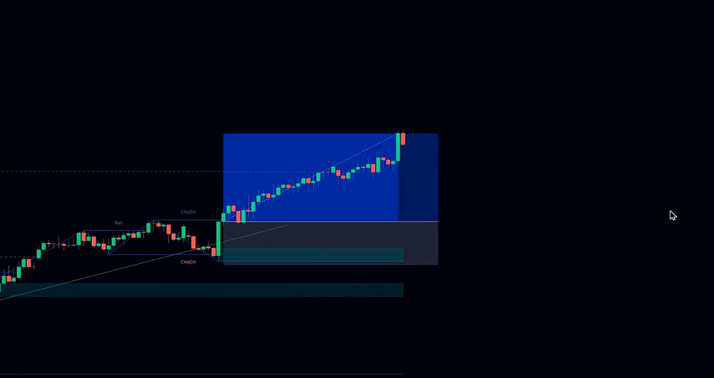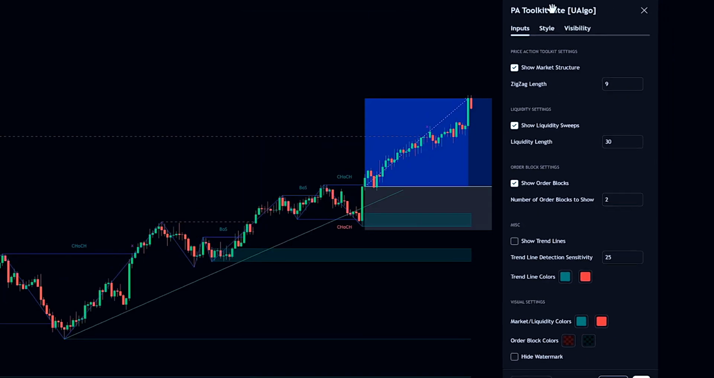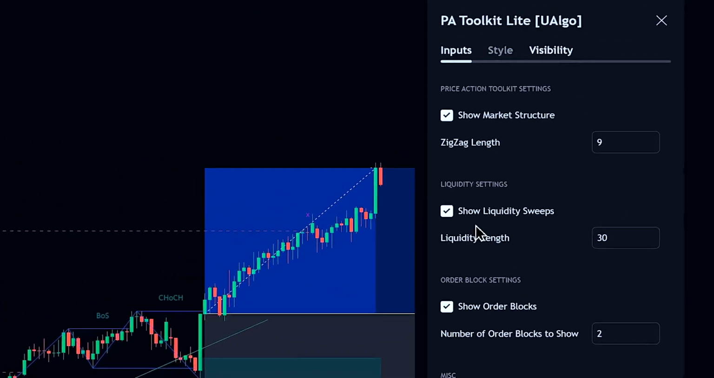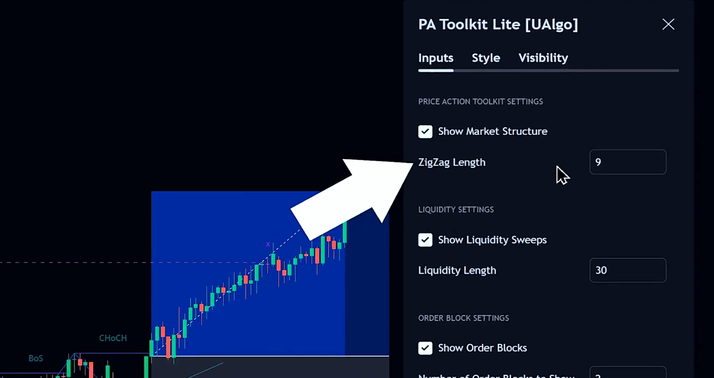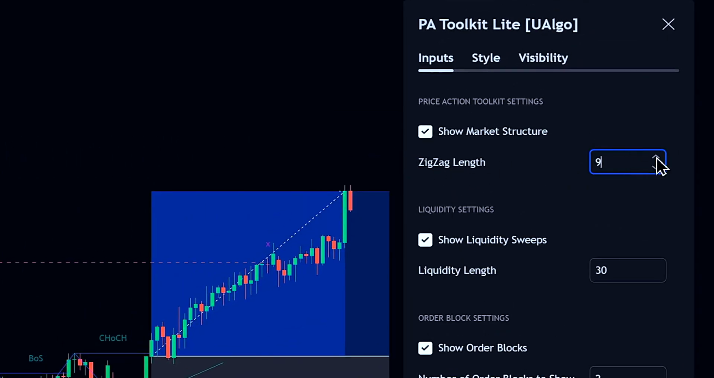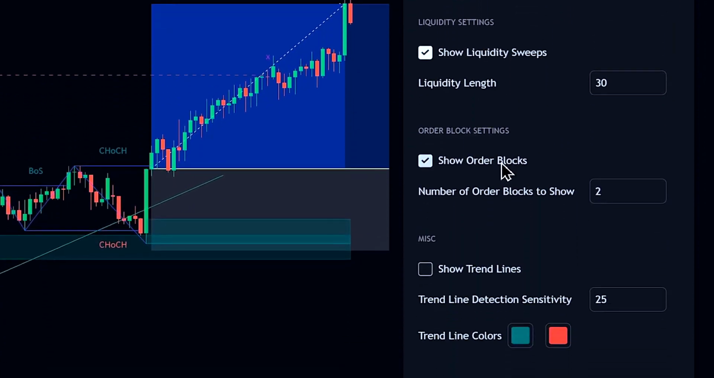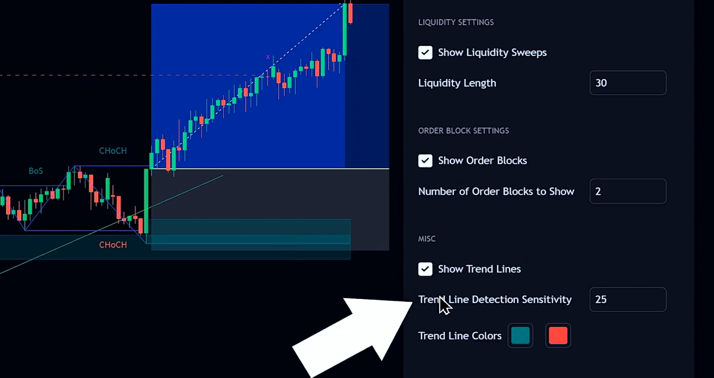Now let's talk settings. This indicator is super customizable. You can tweak the zigzag length to make it more or less sensitive, catching bigger or smaller price swings. There's also a liquidity detection setting to adjust how aggressively it flags sweeps. You can control how many order blocks show up on your chart, and there are trend line settings to fine-tune how they're drawn and extended.